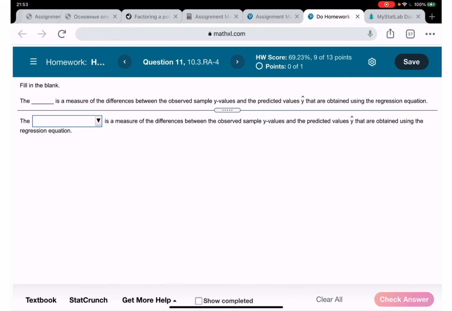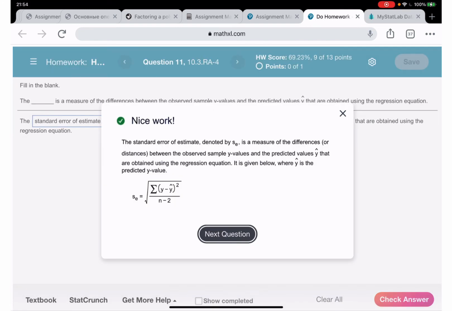Question number 11. So, what do we have here? It is a measure of the difference between the observed sample y value and the predicted value, which we call the standard error of estimate. So the difference between observed and predicted. Okay, that is our standard error of estimate.